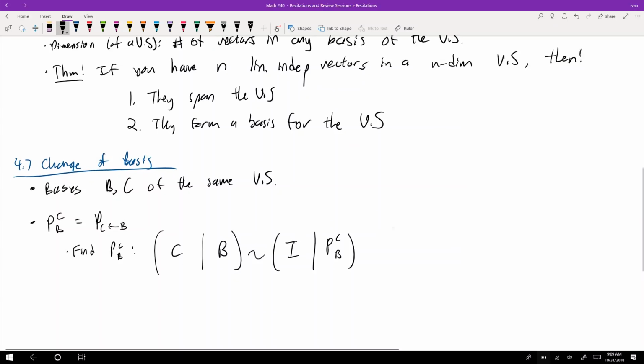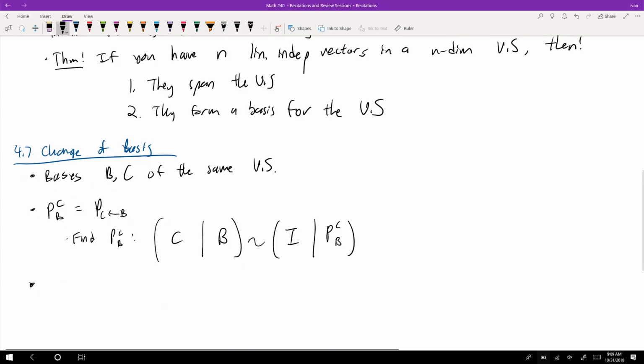Another note is that P_{B to C} times P_{C to B} is equal to the identity matrix. What does that mean? It means that if you have one of them, you have the other just by finding the inverse. So if you need to go from B to C but you have P_{C to B}, just take the inverse of it.